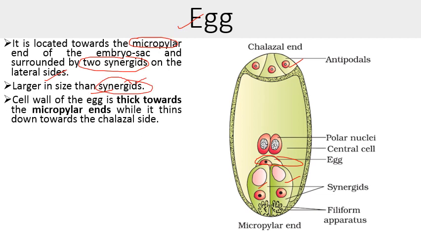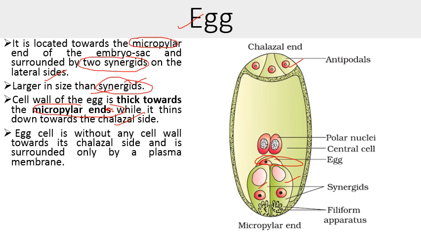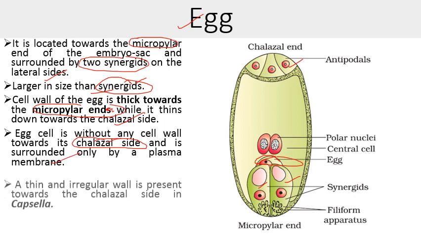And it is larger than synergids, so it is easily differentiable from the synergids. Cell wall of the egg is thick towards micropylar end. जो egg की cell wall है वो thick होती है towards micropylar end, while it thins down towards the chalazal side, और ये chalazal side पे thin होती है. That shows differentiation. Egg cell is without any cell wall towards the chalazal side. So chalazal side पे कोई भी cell wall present नहीं होती है and is surrounded only by plasma membrane. और chalazal side पे इस पे सिर्फ plasma membrane present होती है.